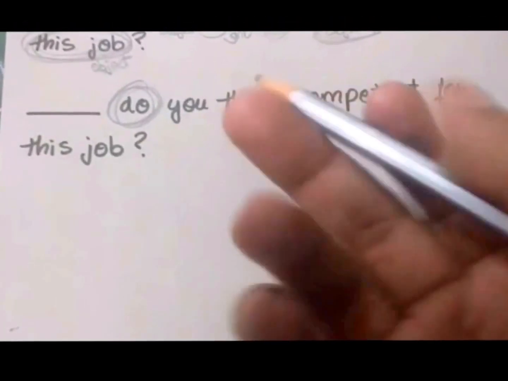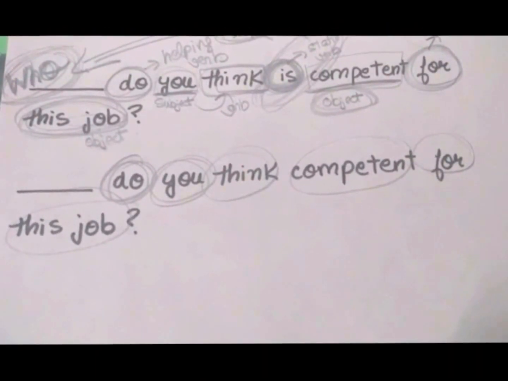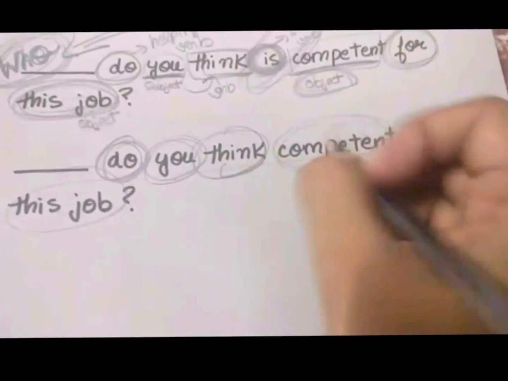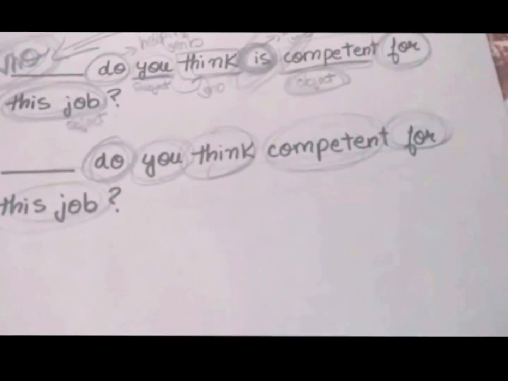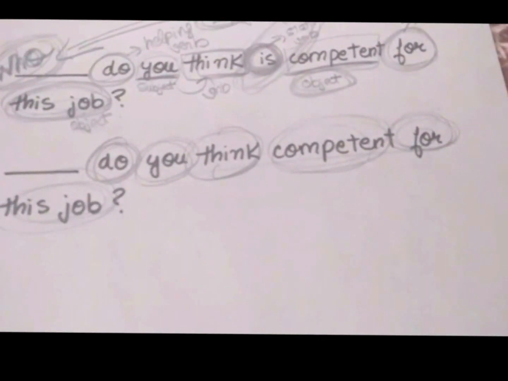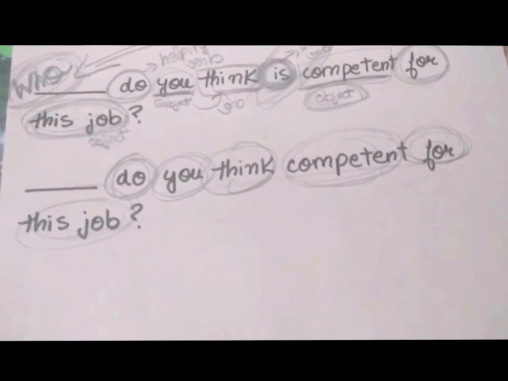Okay, so let's think about the second sentence. We have this you here, and this competent for this job. Because it's kind of the same sentence, we know the breaking of this sentence. You is the subject, think is the verb, competent is the object, job is the object, for is the preposition. We do not have any additional verb that requires any other subject. So here we have the objective case. In the blank, we have the objective case, so we have whom here.